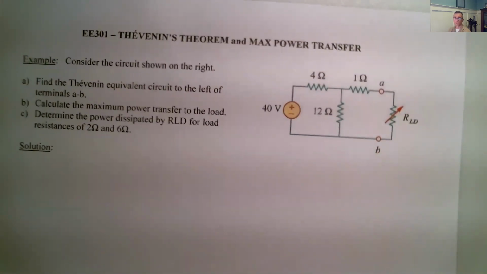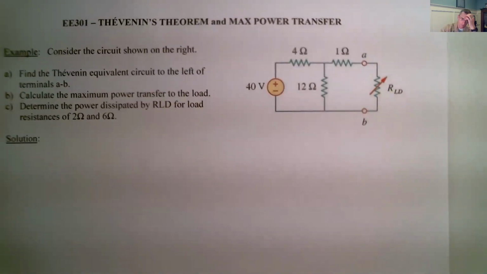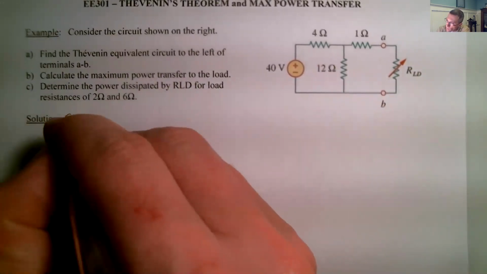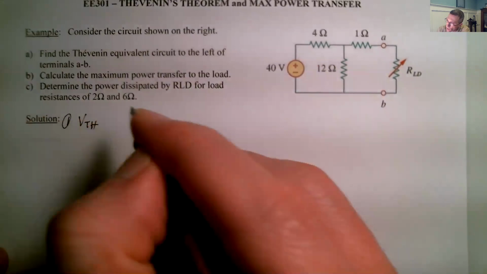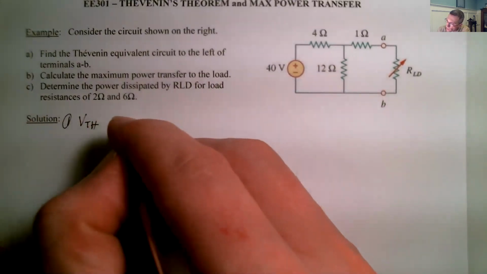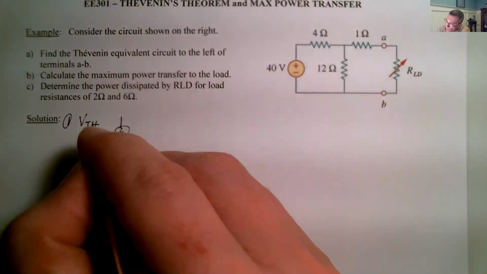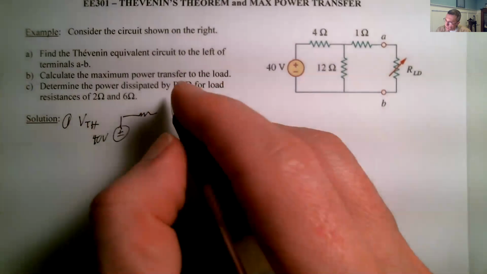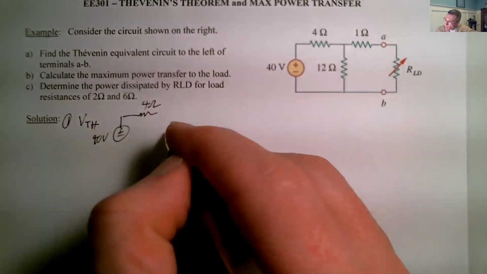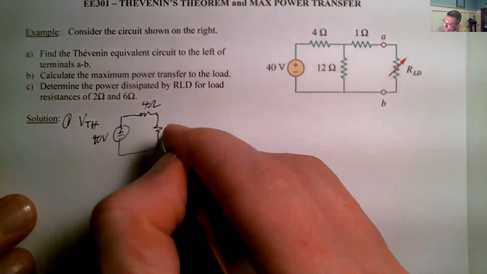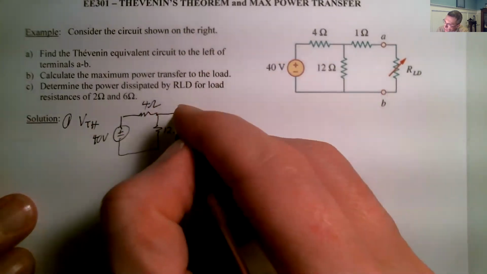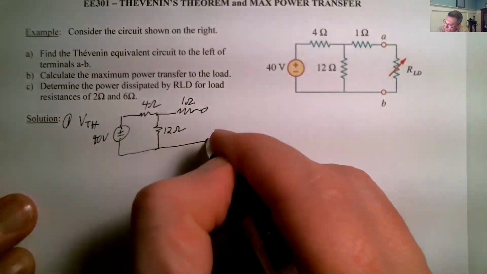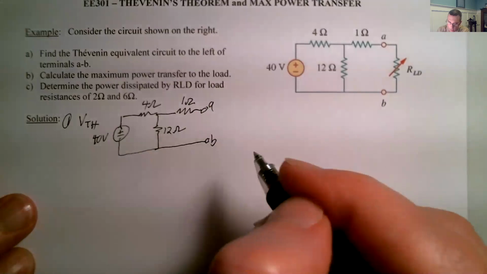So we've got the circuit here on the right. First thing we do, it says, find the Thevenin equivalent circuit. The first step is VTH. When we do VTH, we have to redraw our circuit. So we've got a plus-minus 40 volt source, and we draw a 4 ohm resistor, a 12 ohm resistor, and a 1 ohm resistor. We've got an open circuit here. That's A and that's B.